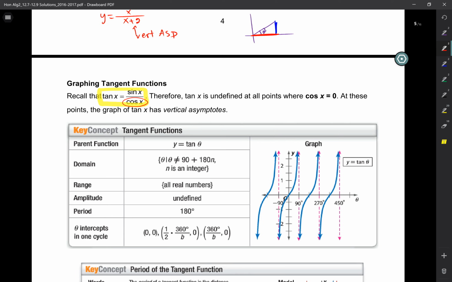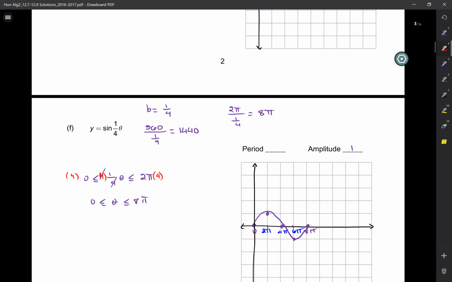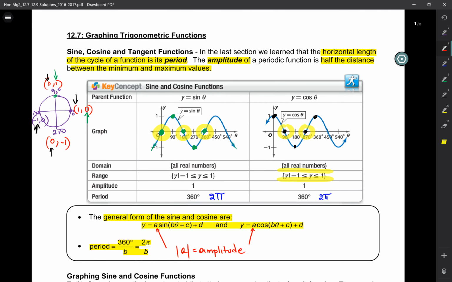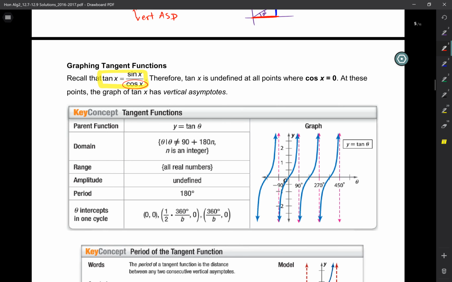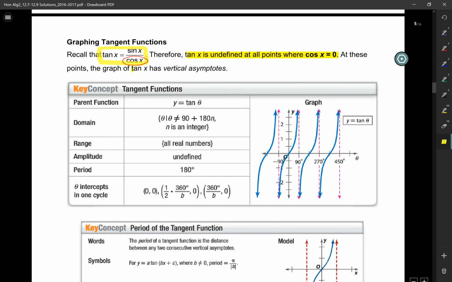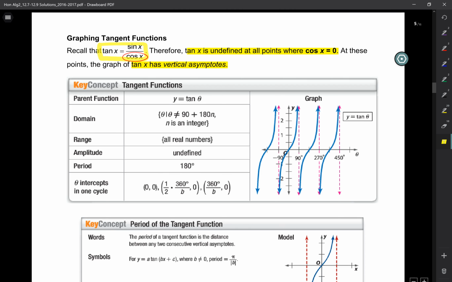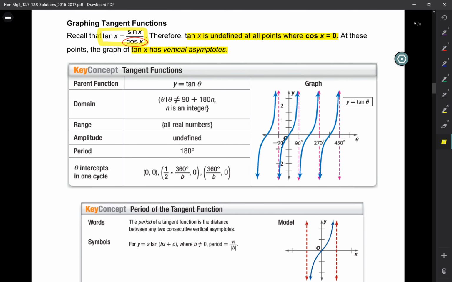So let's think about that. Where is cosine of x 0? Well, we just said here that cosine of x is 0 at 90 and at 270. That means at 90 degrees and 270 degrees, we're going to have vertical asymptotes, okay? So, to repeat, tangent of x is undefined everywhere that cosine of x is equal to 0, all right? At these points, the graph of tangent of x has vertical asymptotes. All right, so that's going to be important.